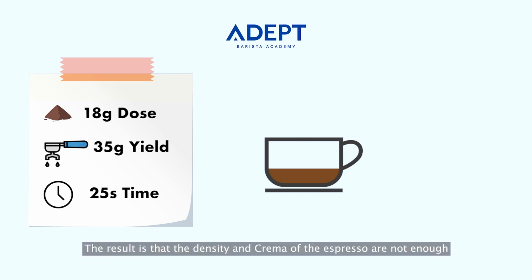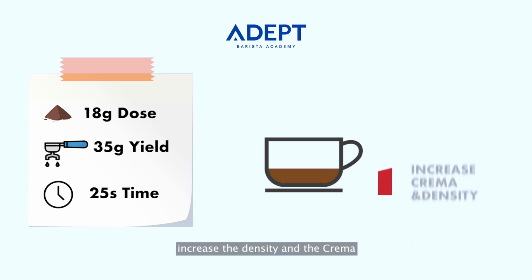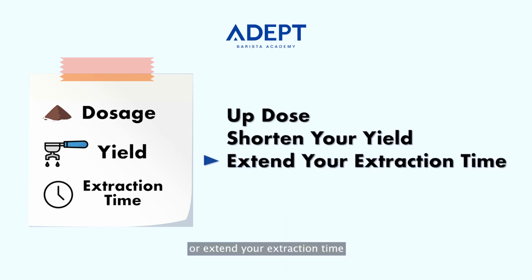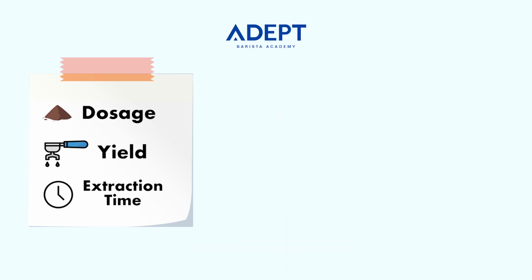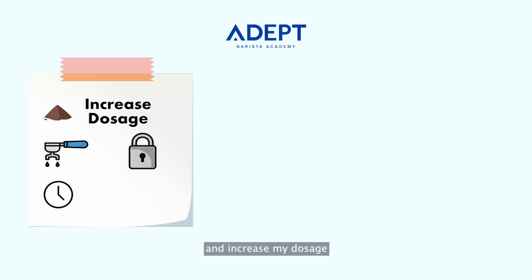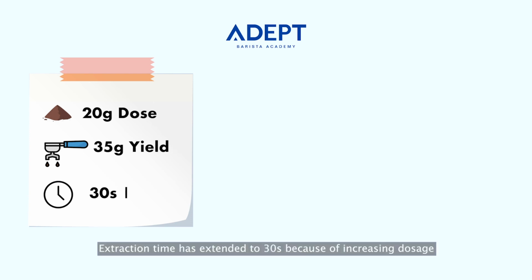Alright, let's say your recipe now is 18 grams of dose, 35 grams of yield, 25 seconds of extraction time. The result is that the density and crema of the coffee are not enough, and your target now is to increase the density and the crema. So what you can do is up dose, shorten your yield, or extend your extraction time. But if you plan to adjust the dosage or yield, you can only adjust one at a time and lock the other one. So now I will lock my yield and increase my dosage. Dosage up to 20 grams. Yield maintained the same at 35 grams. Extraction time has extended to 30 seconds because of increasing dosage.